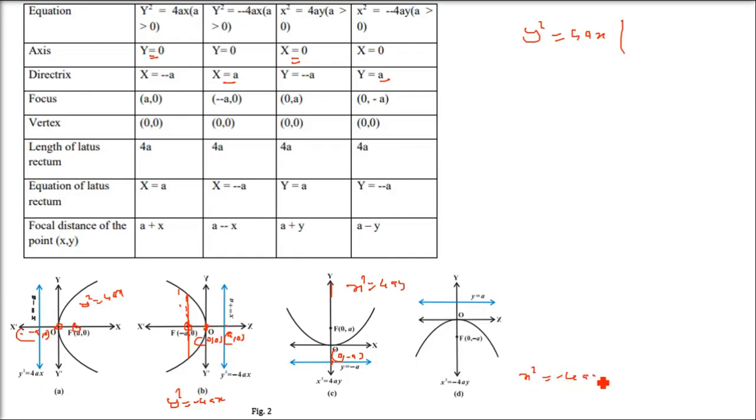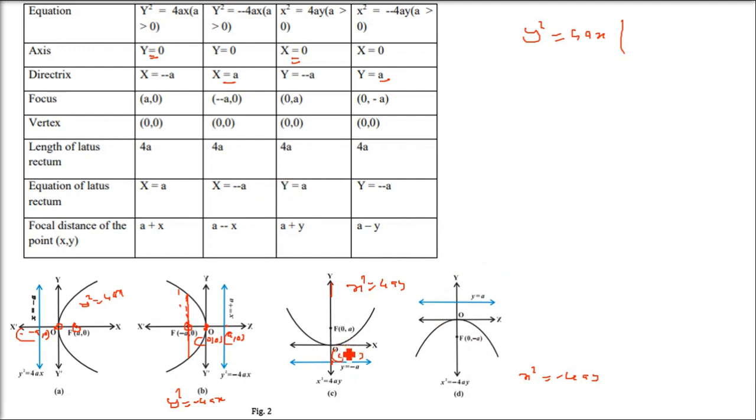And now this is x square 4ay, x square minus 4ay, where the axis we have reversed. So we have changed the axis. So y equals minus a, y equals a, you can see here. Focus will be (0, a), (0, minus a). And the vertex is (0, 0) for each and every figure. Y equals a, y equals minus a is the equation of the latus rectum. As I said, the axis changes, so x and y will change. So a plus x, a minus x we have seen; here it will be a plus y and a minus y, the focal distance of the point. So this is about parabola.